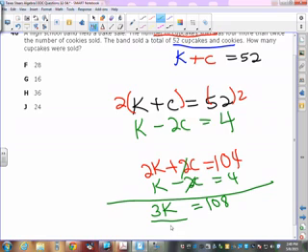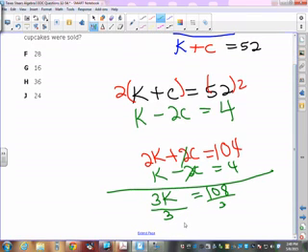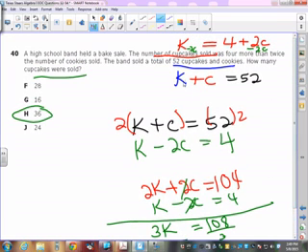Then we're going to divide both sides by 3. And when you do that, you get 36. So there were 36 cupcakes sold. If they wanted to know how many cookies were sold, of course, we could go back and plug that into one of these equations, plug in 36 for cupcakes, and solve for cookies.